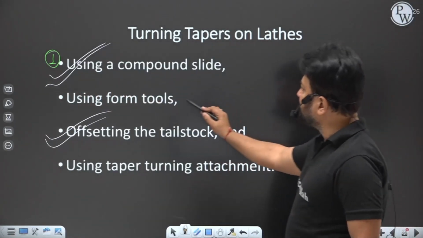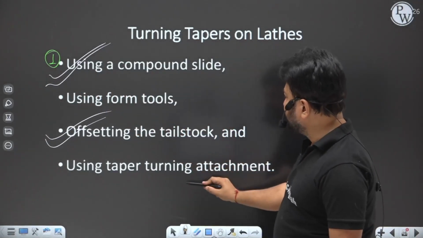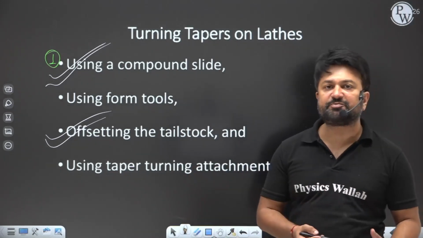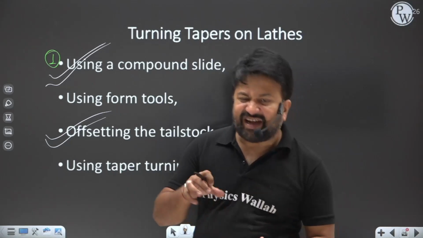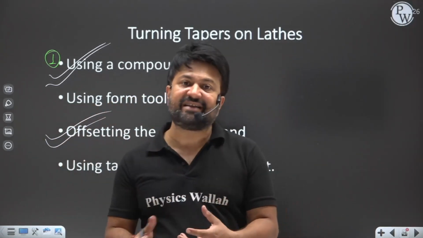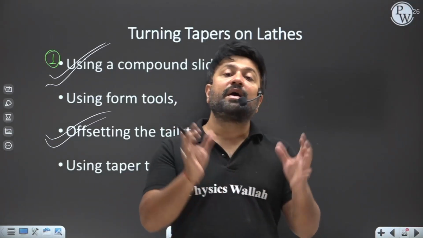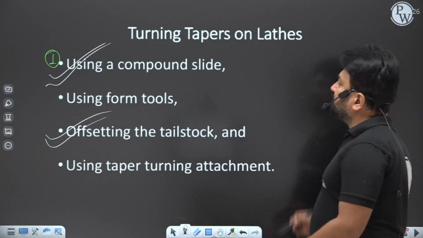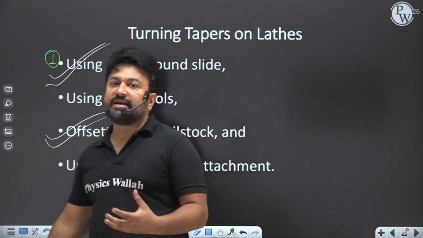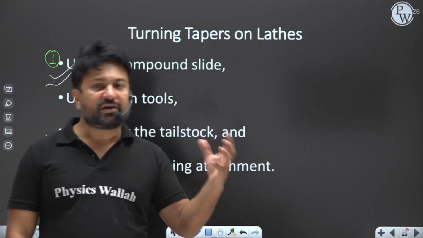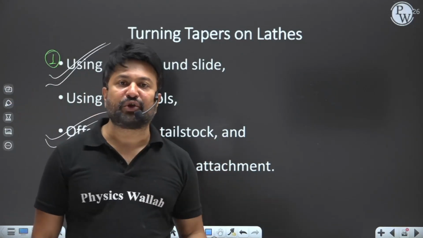There is another method also, like a form tool and the taper turning attachment. In taper turning attachment, generally we use a type of attachment, and by doing some setting in that attachment, you can get a taper surface. Form tool means the shape of a tool is taken, and the cutting will be done by that tool, and the taper surface is what is produced.